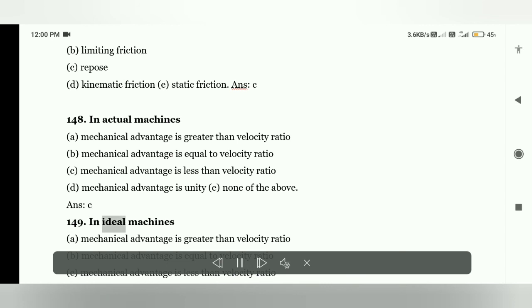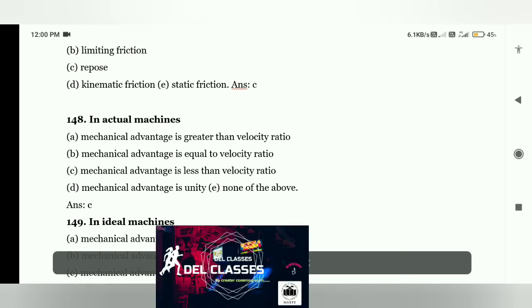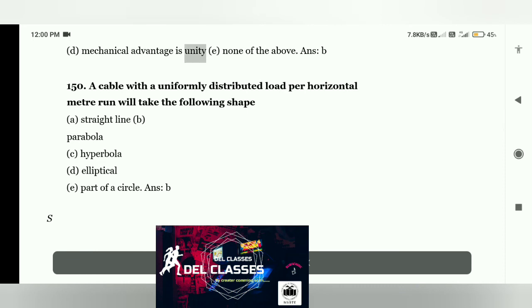149. In ideal machines, mechanical advantage is greater than velocity ratio, mechanical advantage is equal to velocity ratio, mechanical advantage is less than velocity ratio, E, none of the above. Answer B.